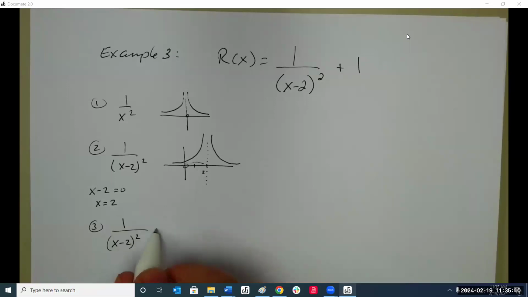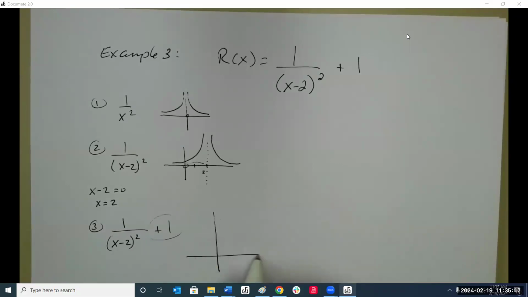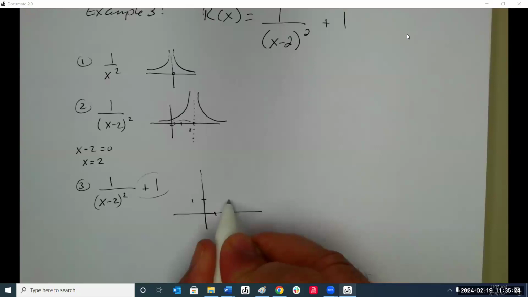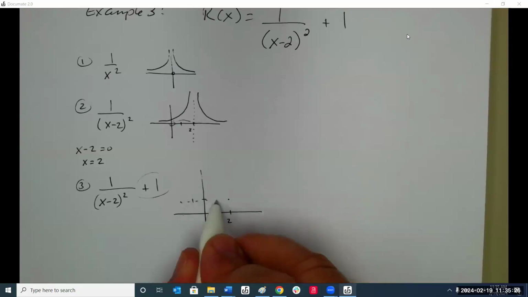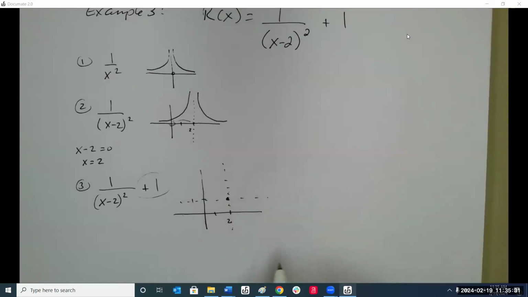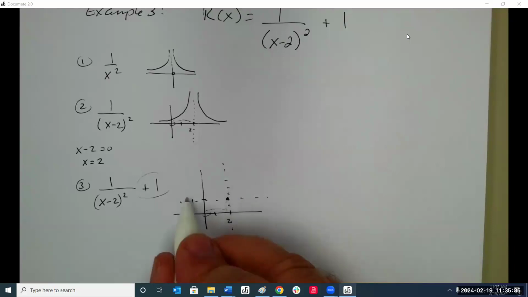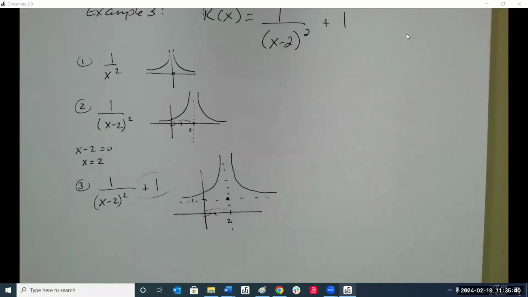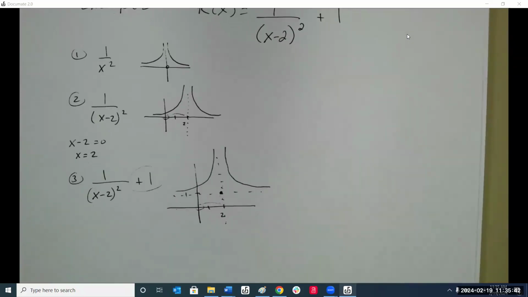So we know what this does. Now the whole thing goes up 1. So we shifted over 2, now we shift up 1. So my new origin is right there. I shifted it over 2, up 1. So my graph looks like this now. Again, you could plot points and figure that out slowly.